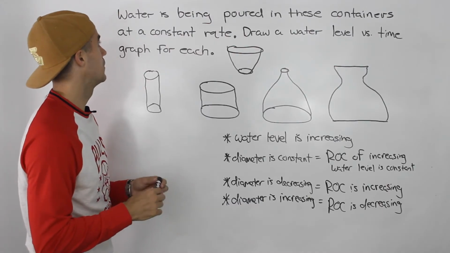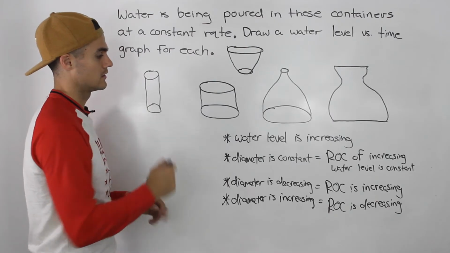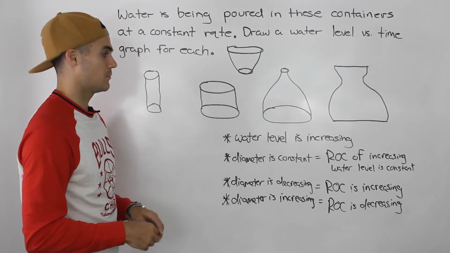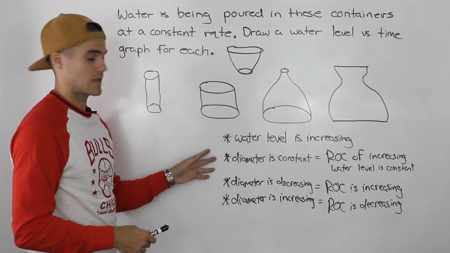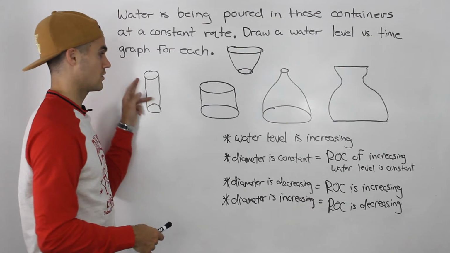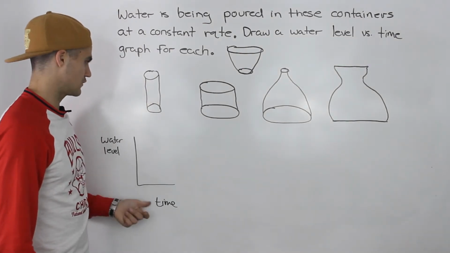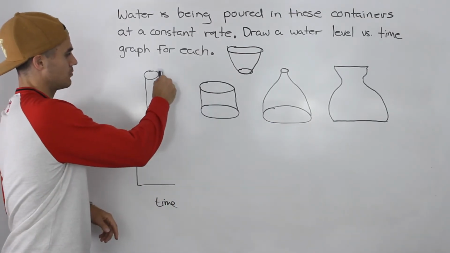In this case, we're being asked for water being poured in. So these would be the scenarios of water being poured in. But if water is leaking, then these may change. This is definitely going to change. The water level will be decreasing. So let's draw that first water level versus time graph for this container. So water is being poured in.